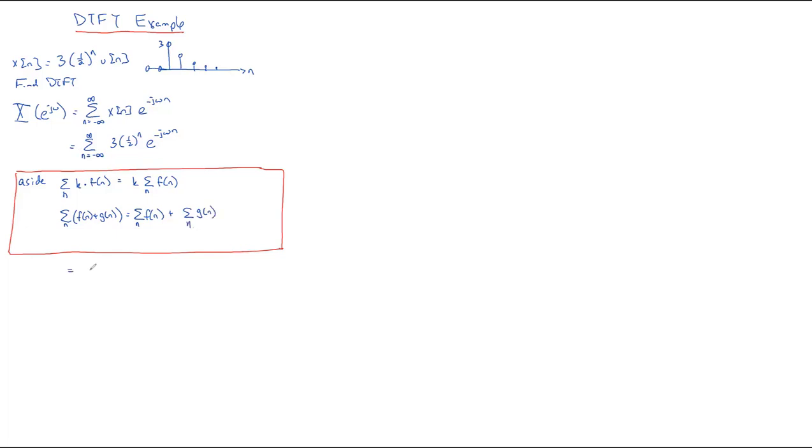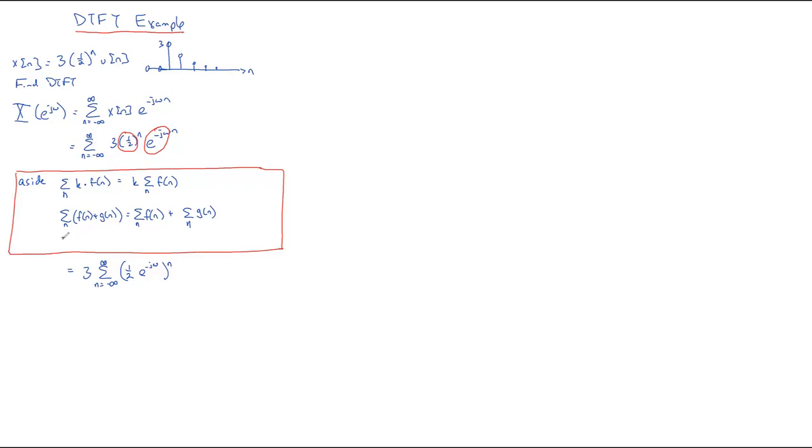So we can pull that 3 out, and we'll get the sum from n equals minus infinity to positive infinity of (1/2 e to the minus j omega) all to the n. I noticed that this was 1/2 to the n, and this is e to the minus j omega to the n, and so I just combined them here into one complete waveform. Maybe I should have made that more clear.